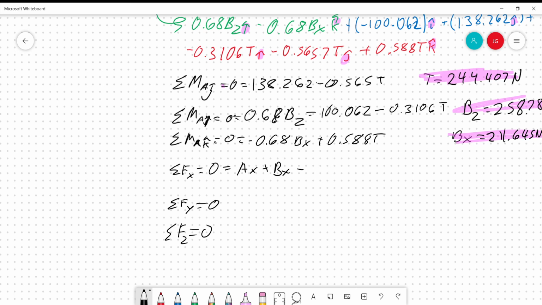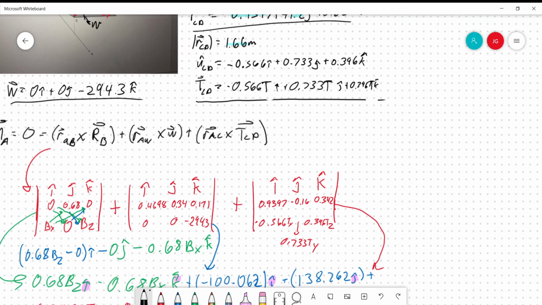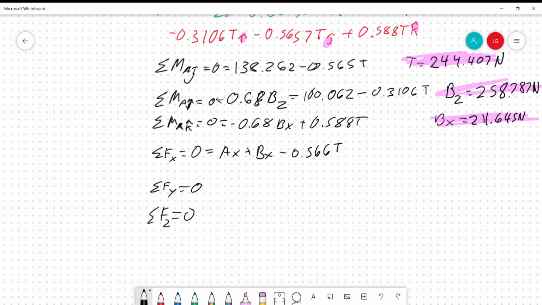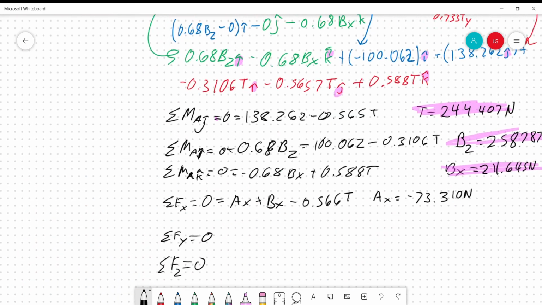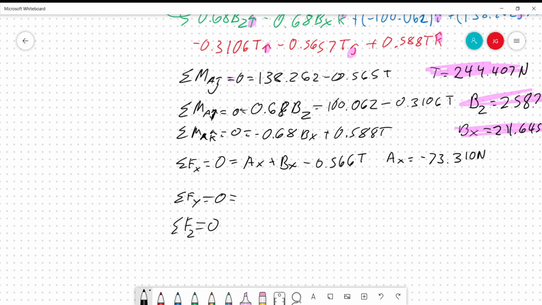And then it'd be minus 0.566 T, right? And that's coming from this right here. And then since we know BX and T, we can find AX equal to negative 73.310 units. And when you see a negative, that means that the AX we drew coming in this direction is really going the other way. This means we're bad at guessing. We shouldn't guess too much sometimes, but whatever.